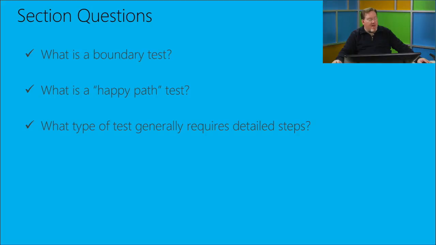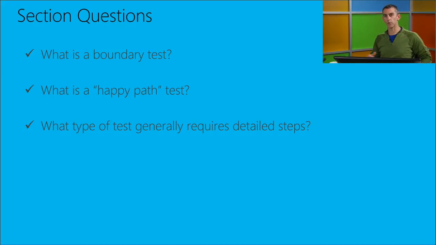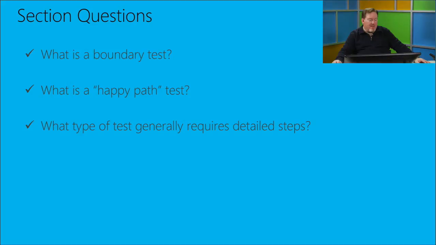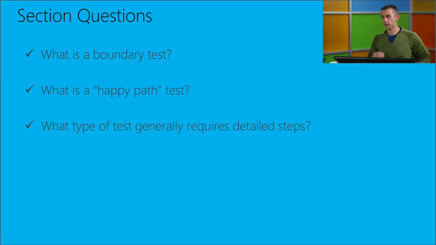Okay, and a happy path test or a positive test? Yeah, that's your positive test cases. You're following the intended path. Okay, and then what type of test generally requires detailed steps? Detailed steps, those are your manual tests, and when you're writing your manual tests, you really have to assume that the person that's going to execute your manual tests may not have a lot of experience in the space that they're going to be testing. This could be a contingent staff person that you're bringing in just for your test case execution. Great.